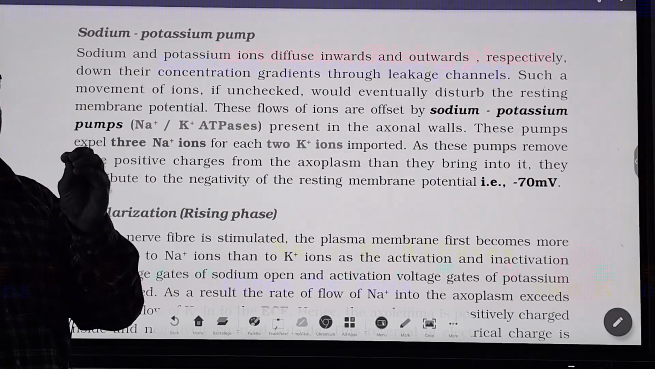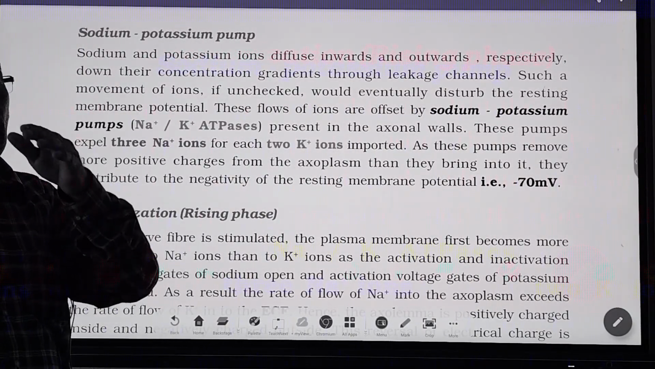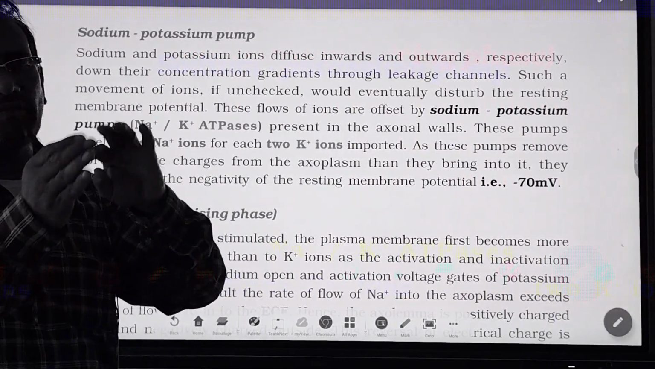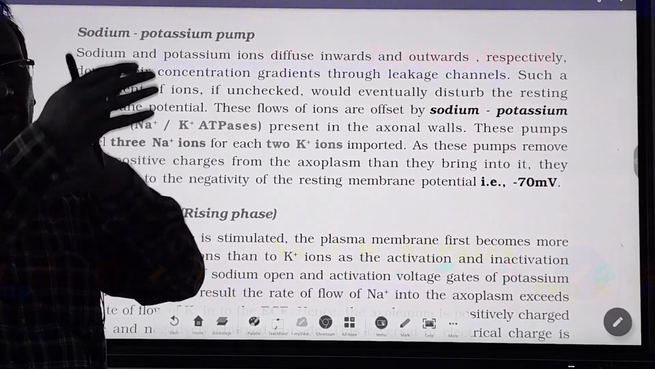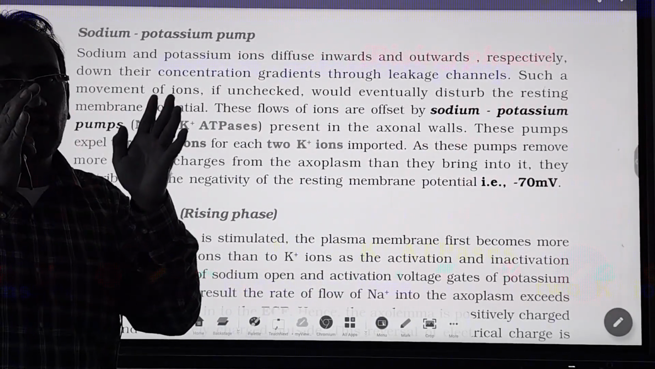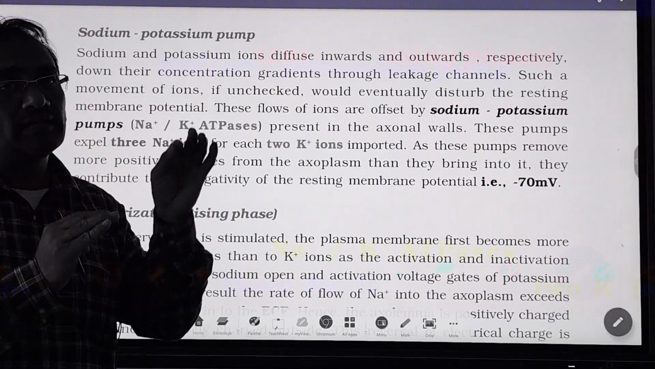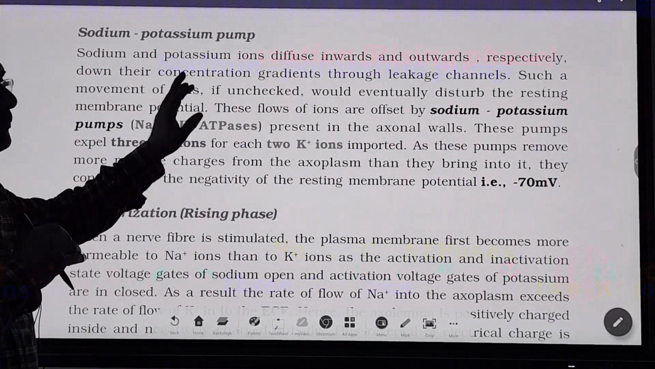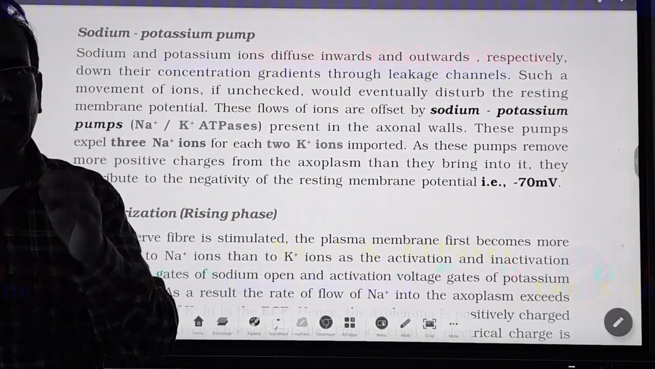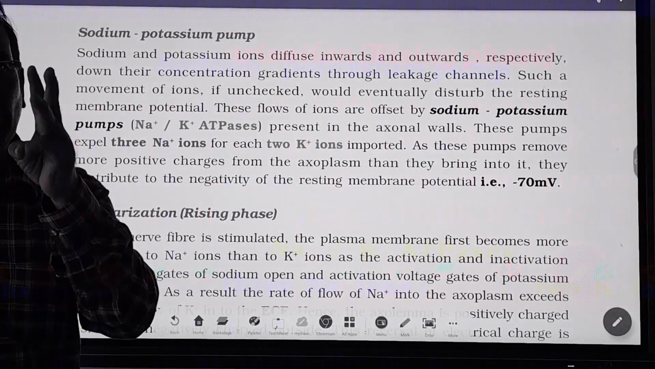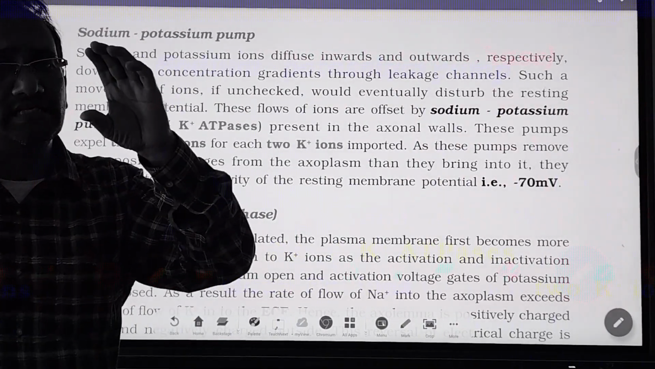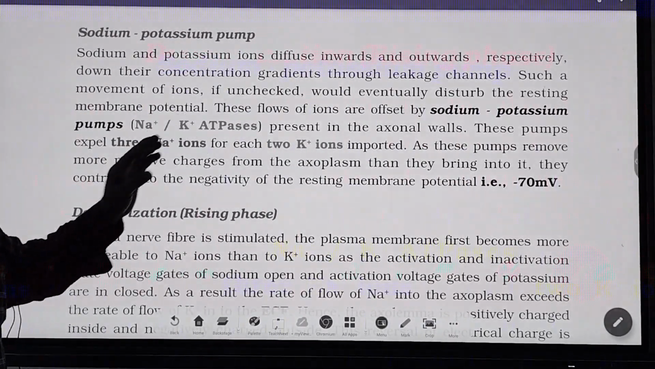What is the work of these pumps? If the leakage channels are open, there is always some leakage of sodium and some leakage of potassium, both moving across the membrane. It never maintains the minus 70 millivolts. So to control the leakage, there are sodium potassium pumps with ATPase enzyme activity, means by requiring energy, 3 sodium ions go out and only 2 potassium ions come inside. This maintenance is done by the sodium potassium pumps.